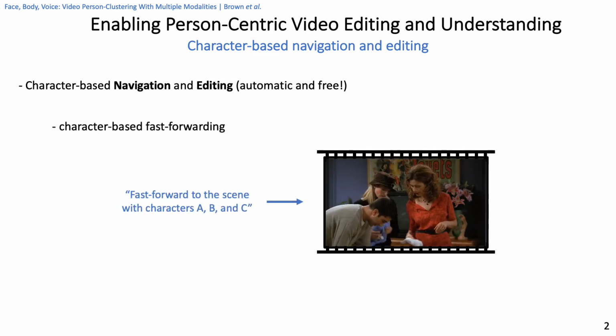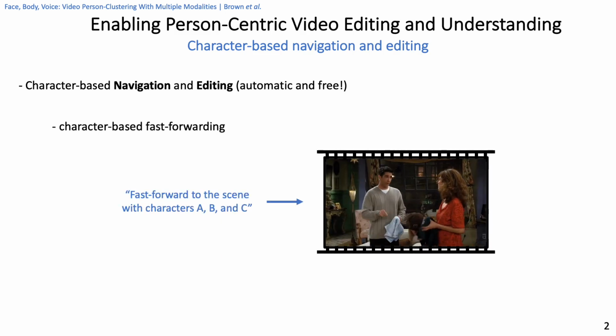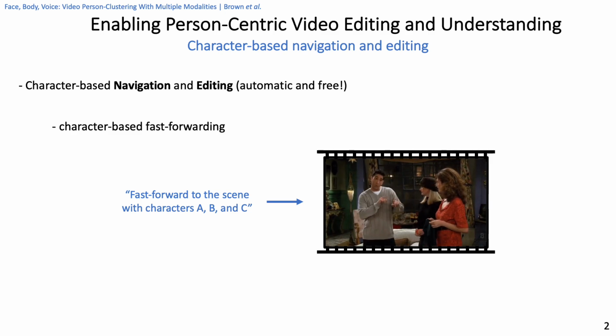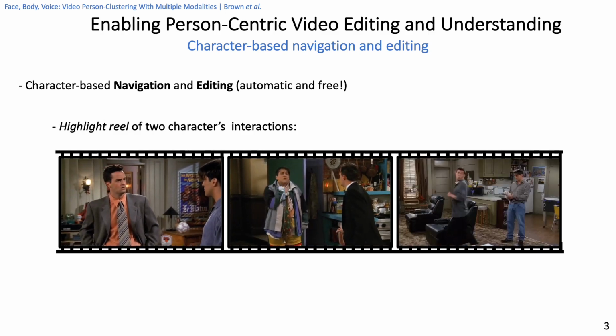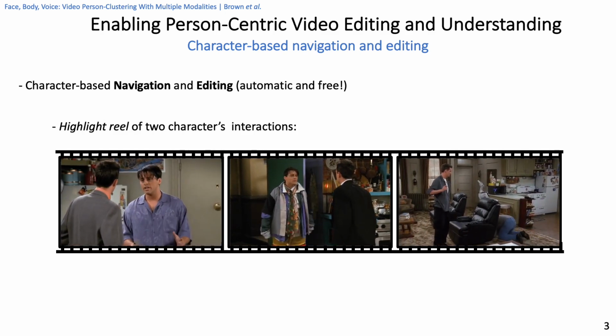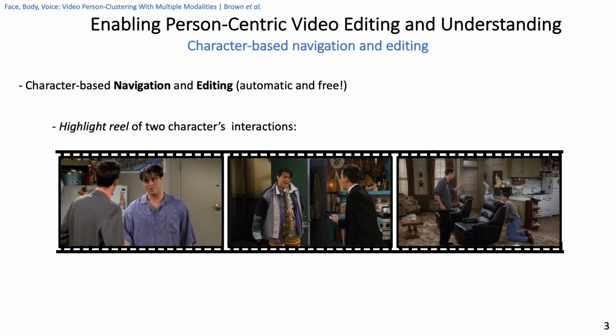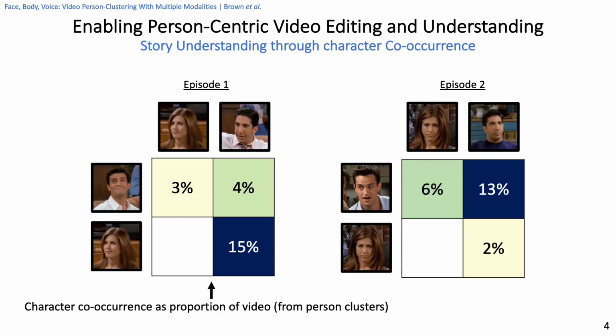For example, it enables character-based video navigation, allowing you to fast-forward to a scene containing a certain set of characters. Alternatively, it could be used to automatically collate highlight reels, showing, for example, the interactions between specific characters. Person clustering can also provide us with some basic level of storyline understanding.